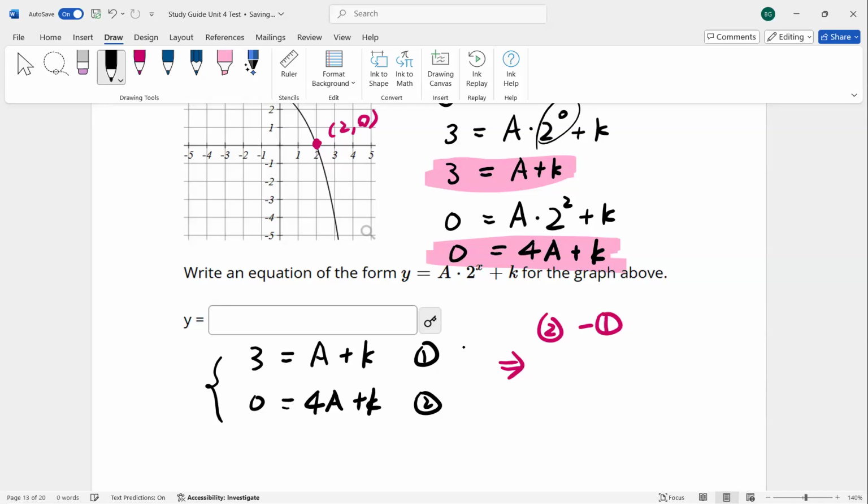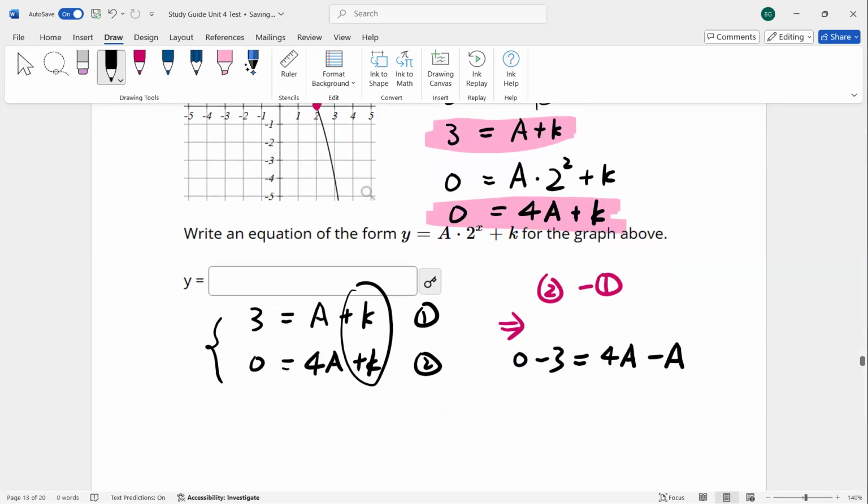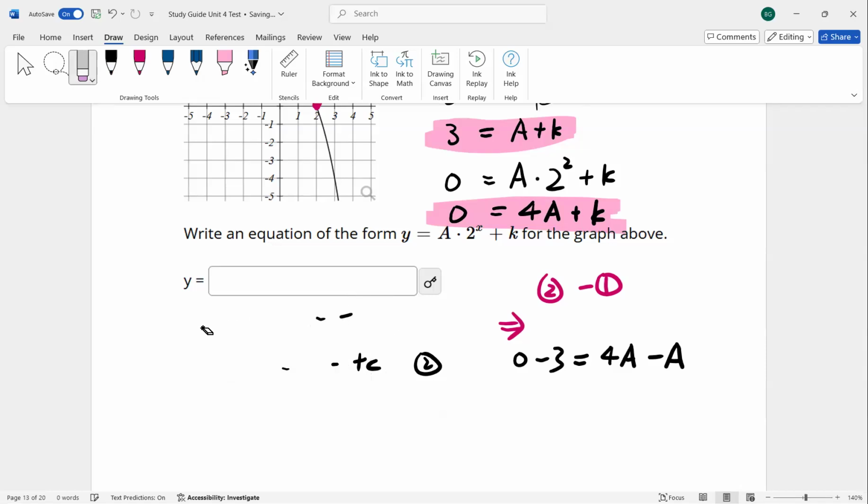Left side of 2 is 0. 0 minus 3 equals 4a minus a, right? This k cancelled because I use 2 minus 1. The k disappears. And 4a minus a, you know, actually, give me one moment. If I switch the order of the 2 equations, it will look better.